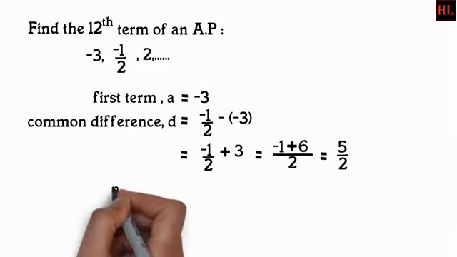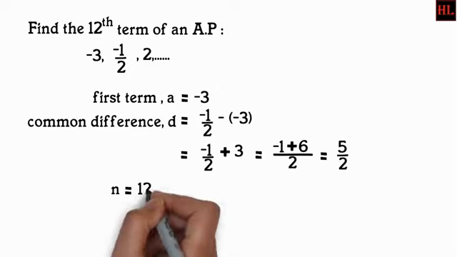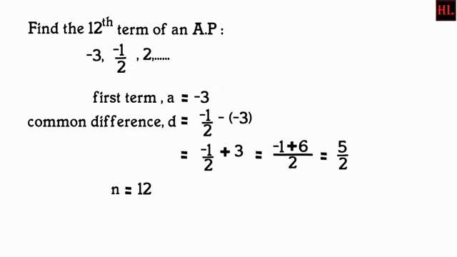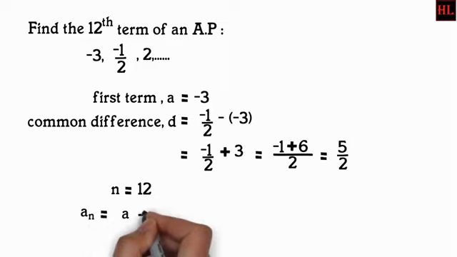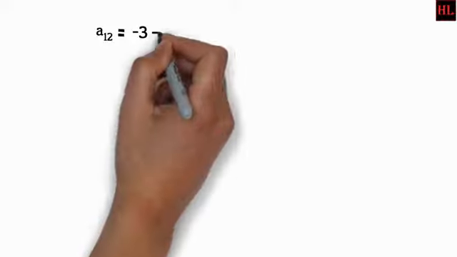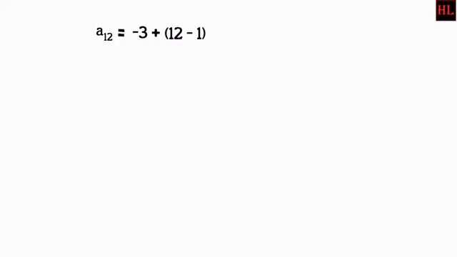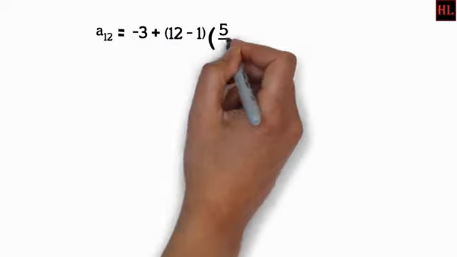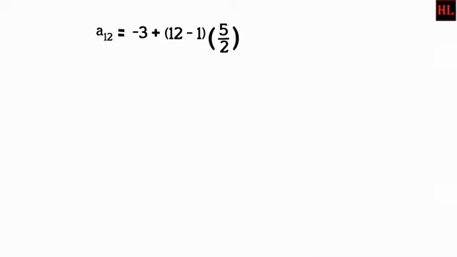Now since we need to determine the 12th term, therefore n is equal to 12. Now we'll write the formula. So the formula is a_n is equal to a plus (n minus 1) d. And now we'll substitute the values. a_12 is equal to -3 plus (12 minus 1) multiplied by 5/2.